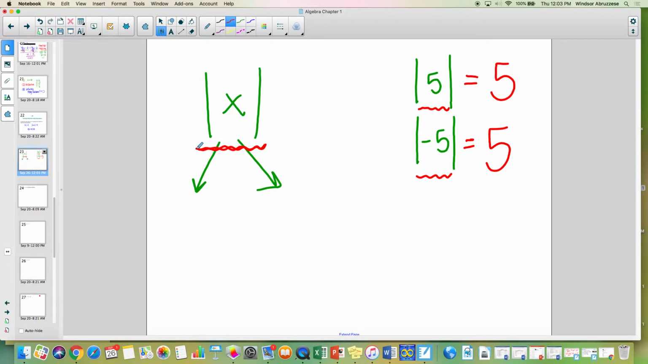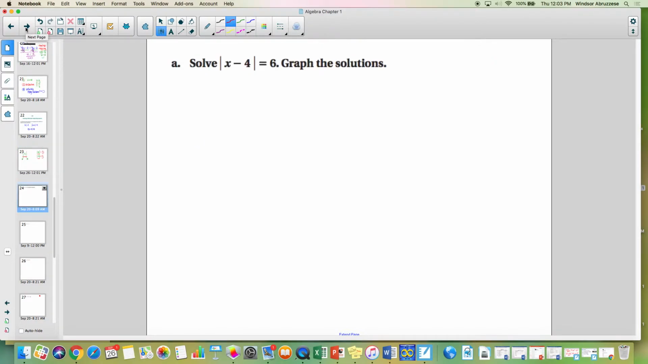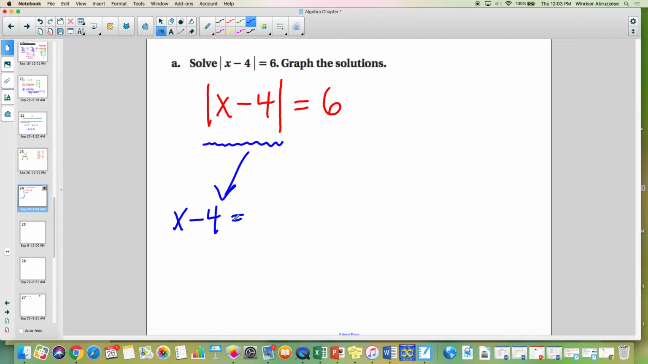What do I mean? Well, let's try a first example. Solve the absolute value of x minus 4 equals 6 and graph the solutions. Okay, so I have the absolute value of x minus 4 equals 6. Well, the absolute value of whatever is inside the brackets, that expression can equal positive 6 or that expression can equal negative 6. Remember, even if we got negative 6 in here, it would still equal a positive 6 because of the absolute value. So you're going to set up two situations and you're going to solve them both.